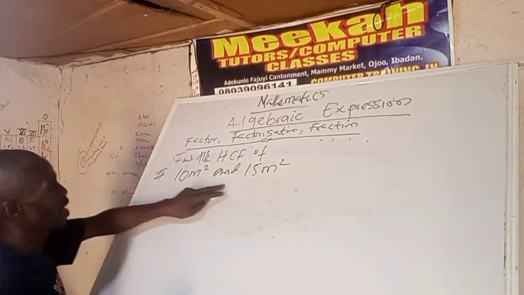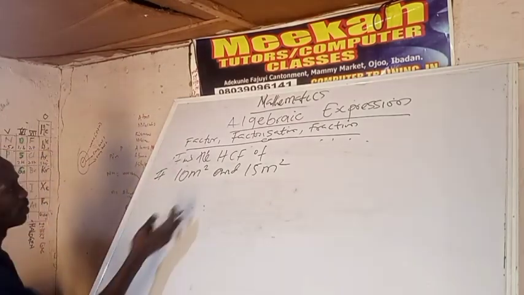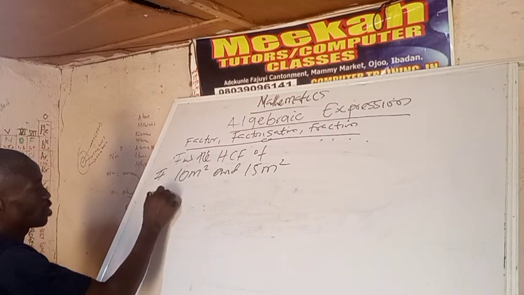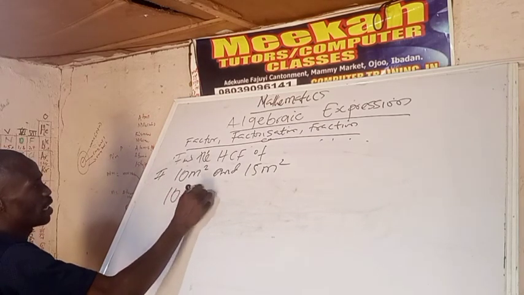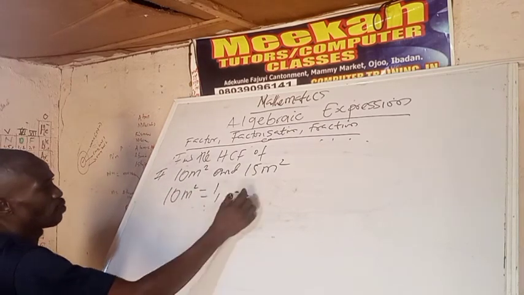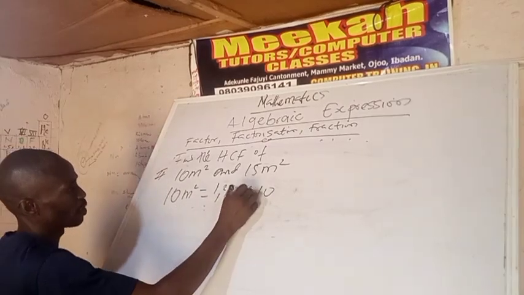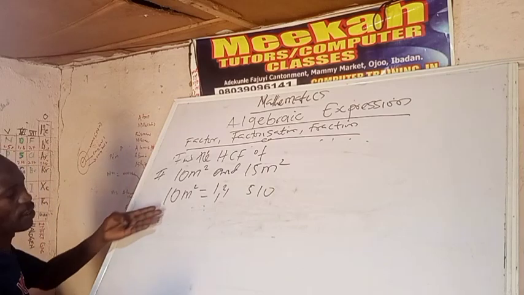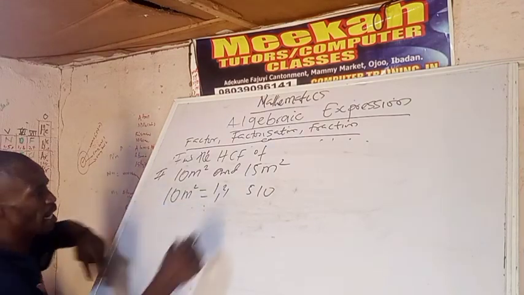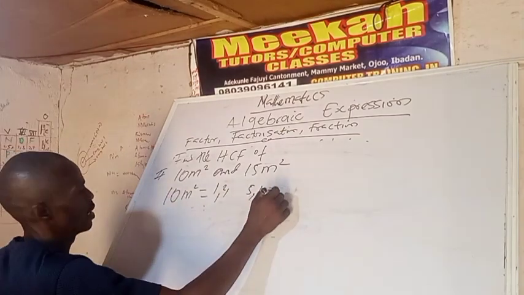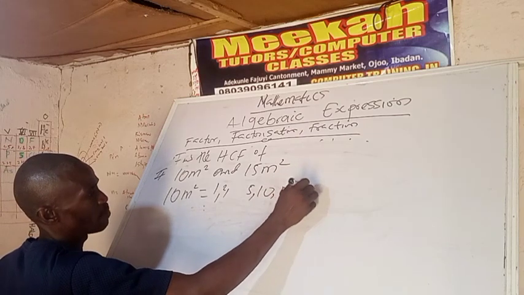Now 10m squared and 15m squared, to find the HCF here. First, take 10m squared. 1 goes into 10, it gives me 10. 2 can go, it gives me 5. Any other factor? 3 cannot go without remainder, 4 cannot go, 5 you already have here. Then we have m squared, which is the same thing as m times m.